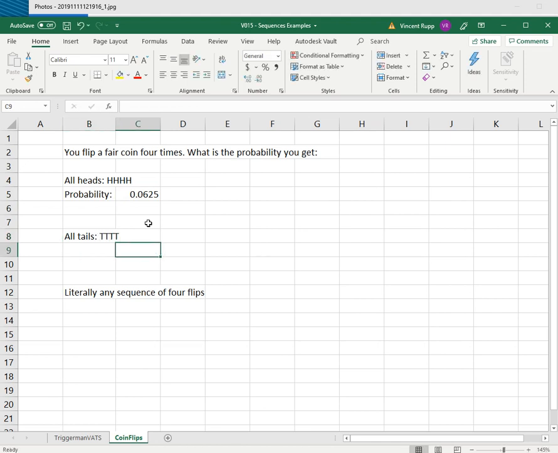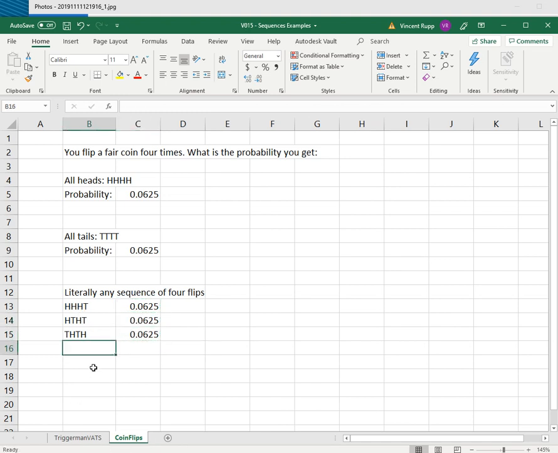All tails, well, unsurprisingly, if the probability of heads and tails are the same, then the probability of this is going to be also 0.5 times 0.5, or 0.5 to the fourth power, also 0.0625. And that's the thing about coin flips, as opposed to a lot of other situations, is really any sequence of 4 flips, all of these are going to have the same probability because every one of these sequences is 0.5 times 0.5 times 0.5 times 0.5. So each one of these is 0.5 to the fourth. I don't even need to type it in every time. It's just going to work out that way.